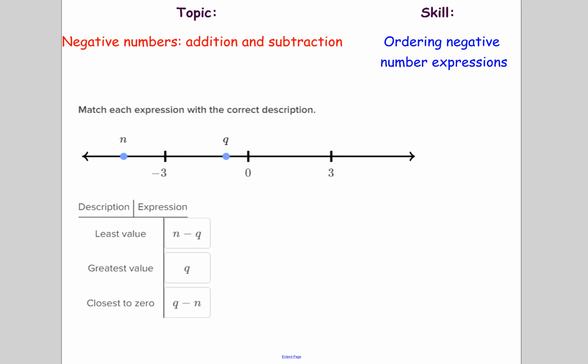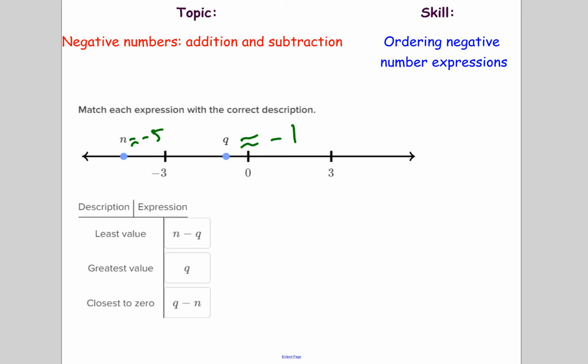Hopefully the last one. All right, which one has the least value? Which one has the greatest value? Which one's closest to 0? Match each expression with the correct description. So what's a good approximation for Q? If this is 0, this is 3. I'm going to call Q negative 1. Right? Negative 1, negative 2, negative 3. That's a good estimate. Negative 4. I'm going to call N negative 5.